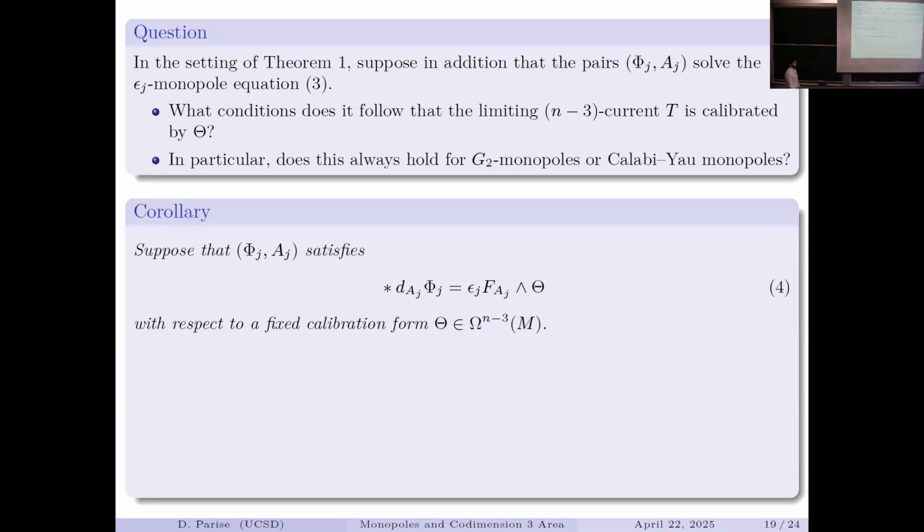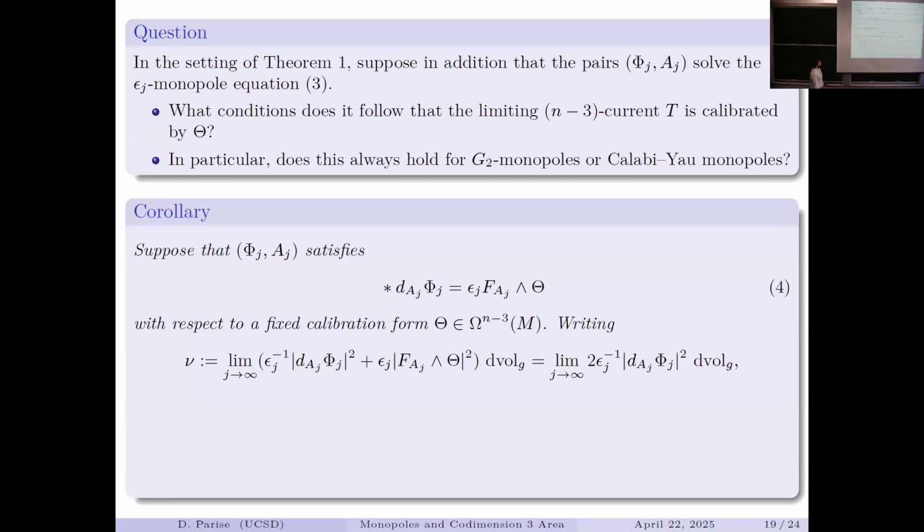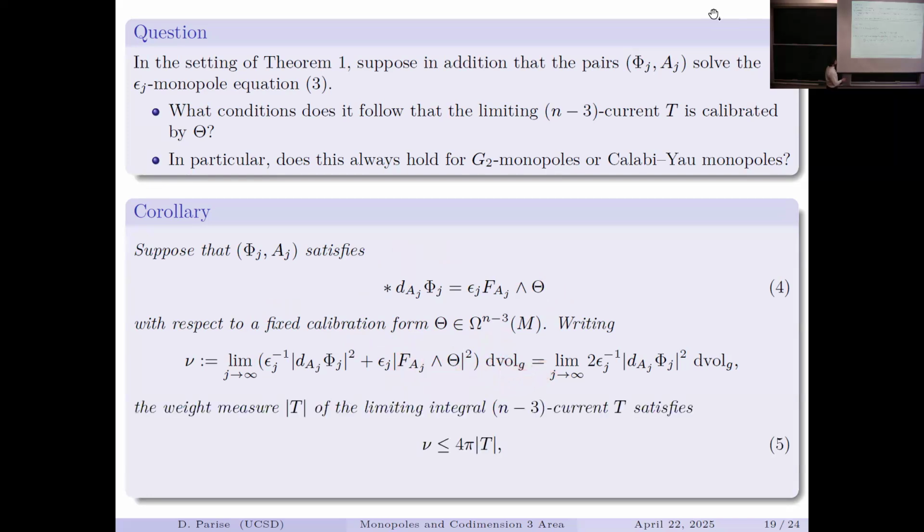So if you consider sections and connections satisfying this generalized monopole equation, where theta is the given fixed calibration, and if you write this time the energy measure, it is slightly different, because I have to take into account the fact that these satisfy a different equation, but this is very similar to what we had before, except for this extra term. So if you have this equality, then the weight measure will satisfy this. And in particular, you have equality in between these two if and only if T is calibrated.